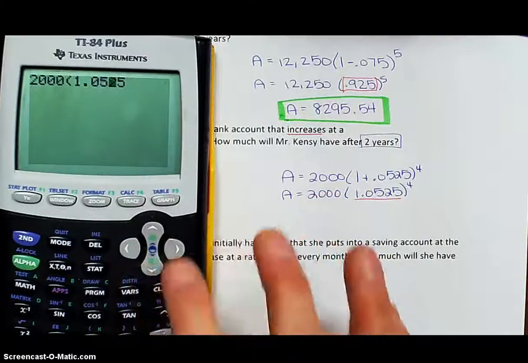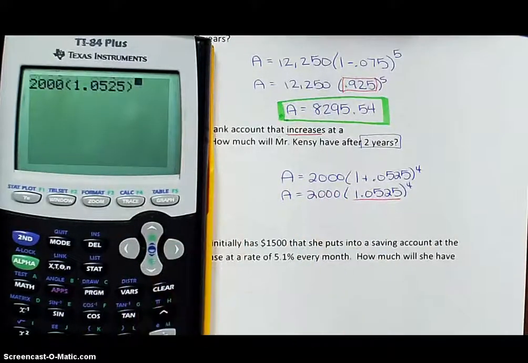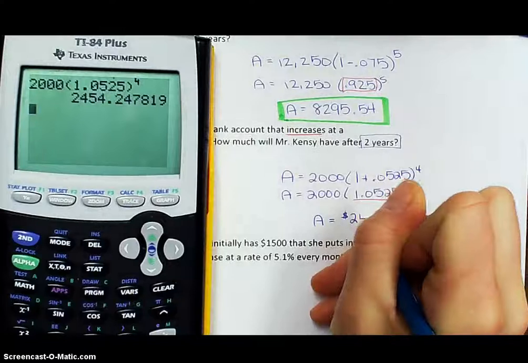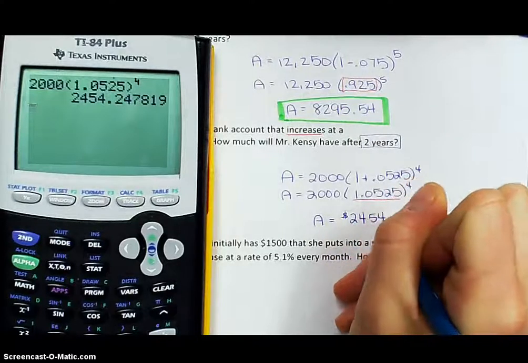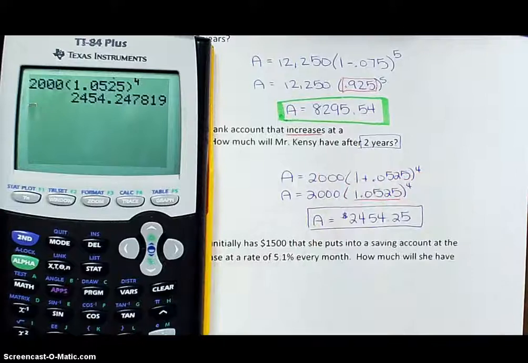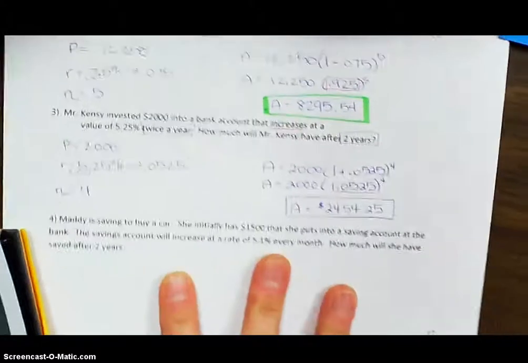Oops, I gotta put a 5 there. All right, Mr. Kenzie after 2 years is now going to have $2,454.25 in his bank account. Let's take a look now at number 4.